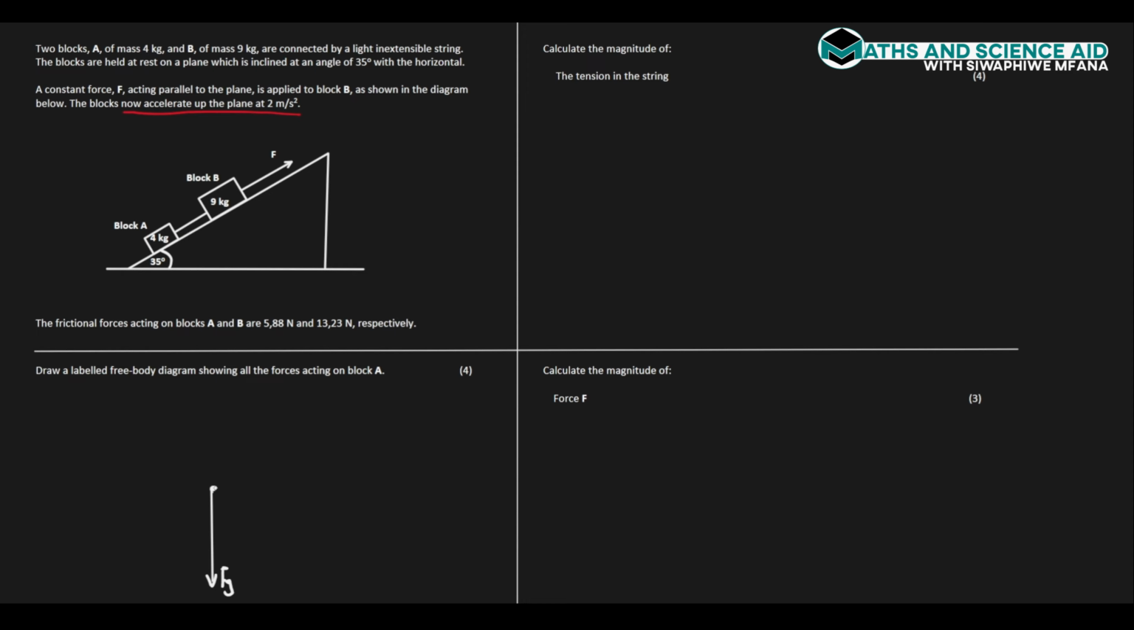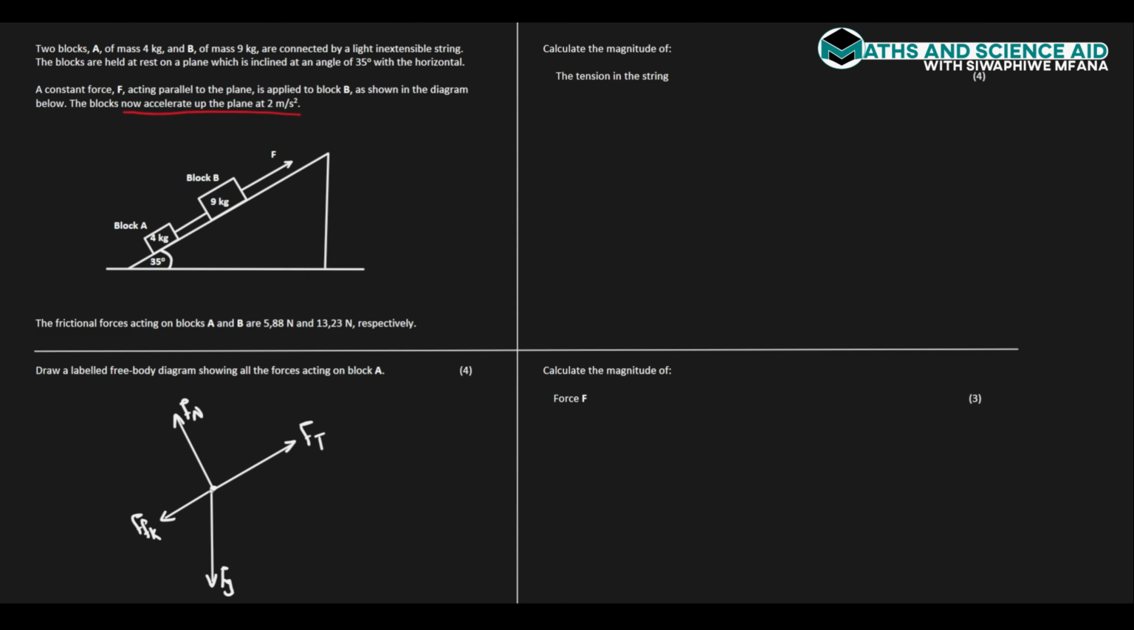And then, due to this light inextensible string that is connecting these two blocks, block A is going to experience a tension force which is going to be up the slope, and it must be exactly parallel with the slope. Since this block is in contact with the surface, it will experience a normal force due to the surface, and remember that the normal force must always be perpendicular to the surface. And then we were also told that these blocks are experiencing frictional forces. So the friction always opposes the direction of motion.